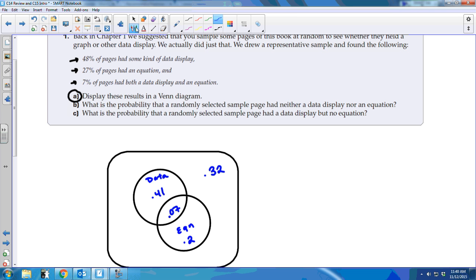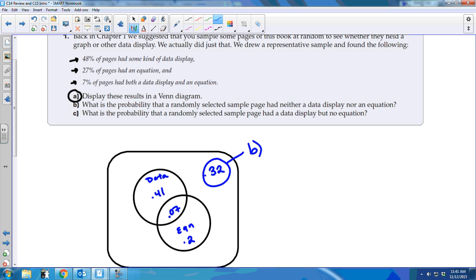It says, what's the probability that a randomly selected sample page had neither a data display nor an equation? 32%. So you already did the Venn diagram. We already worried about it, right? If you didn't have the Venn diagram, you'd have to go back and do all that: 48 minus 7 and 27 minus 7, then add them all together and subtract from 100. You have to do all the stuff we already did. But now it's from a pretty little picture, and I can just answer the question, right?